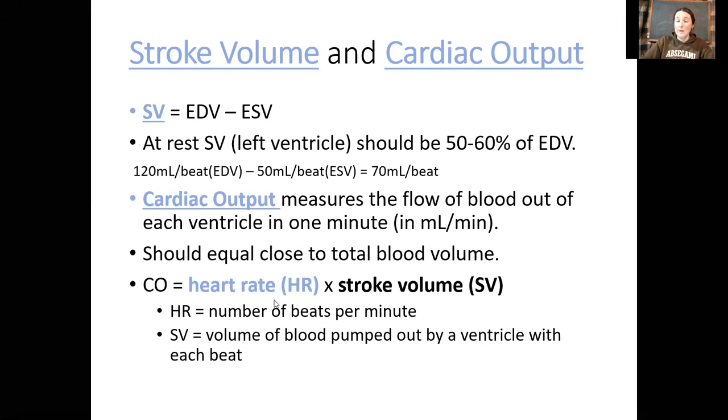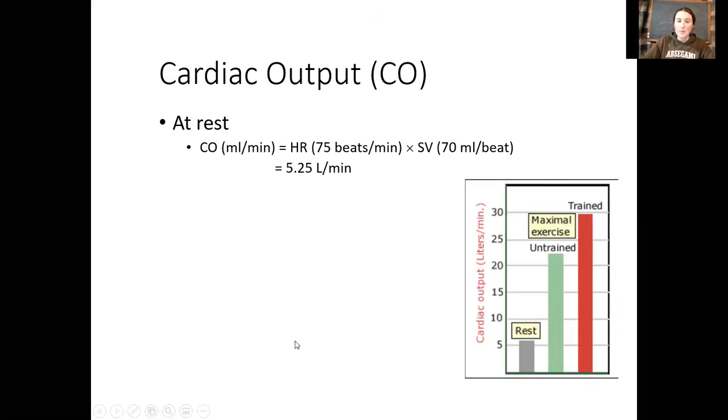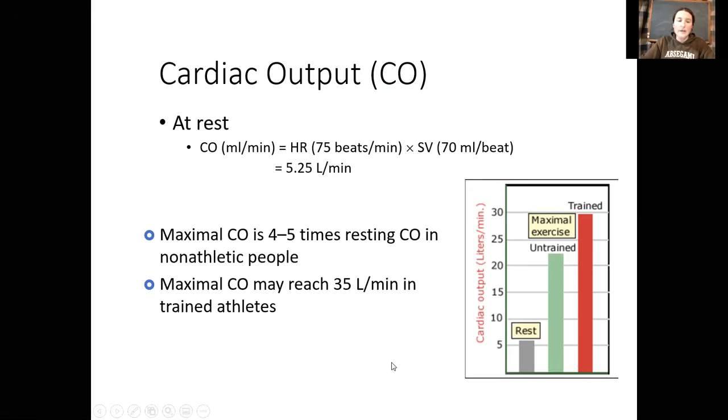The heart rate, how many beats per minute, times the stroke volume, milliliters per beat, multiplied together gives us the milliliters per minute. At rest, again, our cardiac output is more or less the volume of our blood. So this here, cardiac output, about 5 or 6 liters per minute. In non-athletic people, when they get up off the couch and start to run away from a bear or something, their cardiac output can actually increase 4 to 5 times greater than this resting cardiac output.